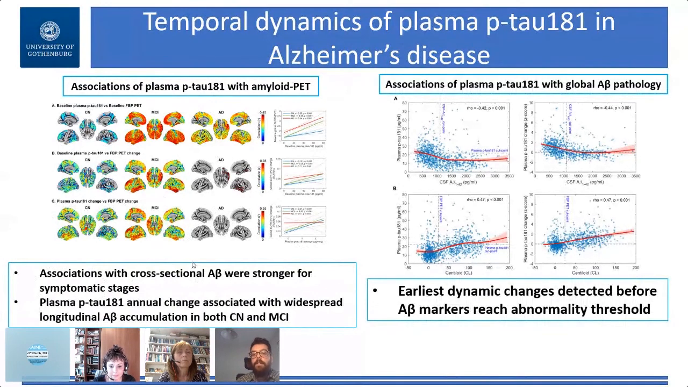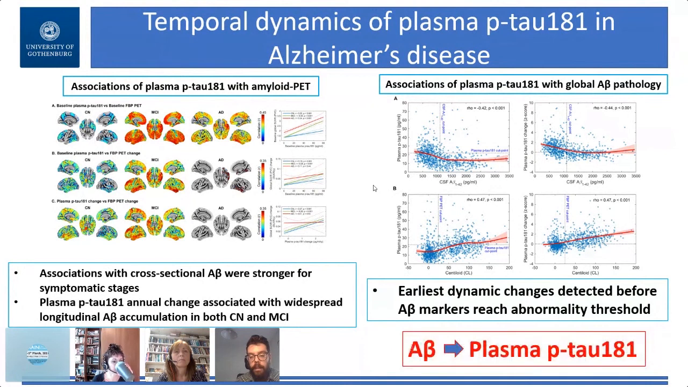This observation was confirmed in the longitudinal part of the analysis. We can see how plasma phospho-tau changes accompanied longitudinal amyloid accumulation in widespread brain regions, even in cognitively normal individuals. Regarding global markers of amyloid pathology, results are pretty consistent. We can see that plasma phospho-tau becomes abnormal for relatively high burdens of amyloid pathology. However, in the longitudinal part of this analysis, we can see that the earliest dynamic changes in plasma phospho-tau could be detected even before these amyloid markers reach the abnormality threshold, suggesting that the earliest dynamic changes in plasma phospho-tau occur very, very early in the disease course. So together, these findings indicate that amyloid pathology precedes elevations in plasma phospho-tau.